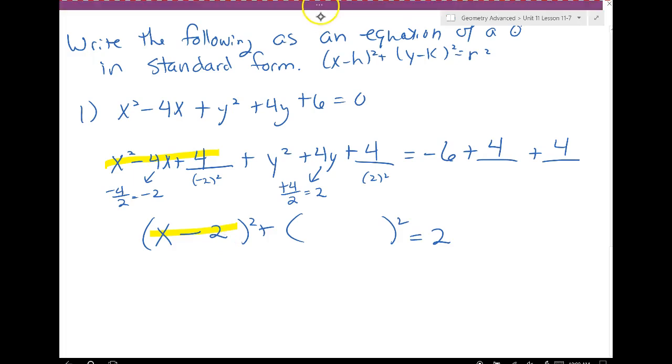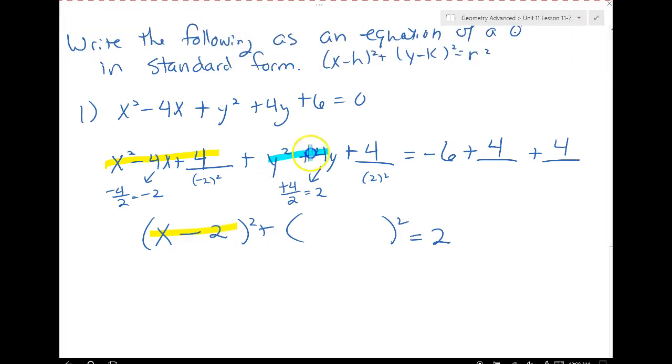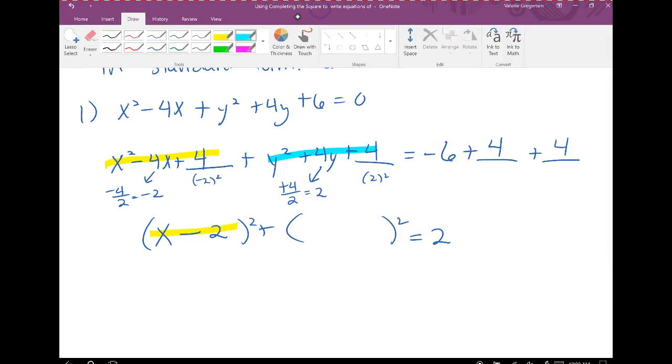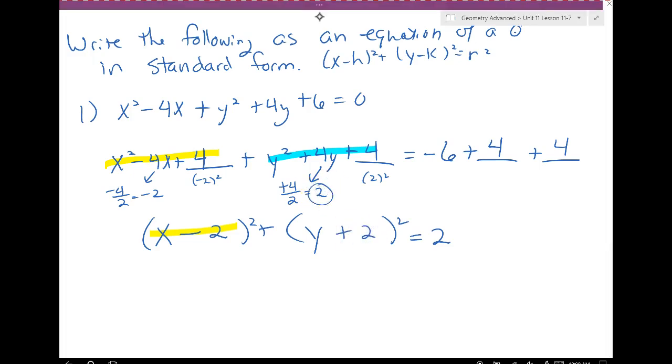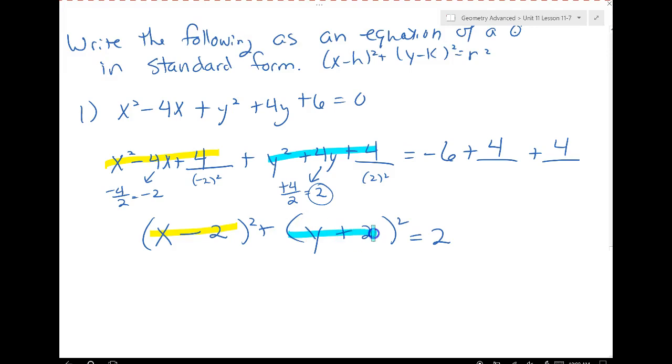Now, I'm going to do the same thing for my completing the square right here. Instead of x, obviously I'm going to put a y there. But this time, what am I going to put for my sign? Yeah, it's going to be plus 2. Does this look familiar now? Is that an equation of a circle?